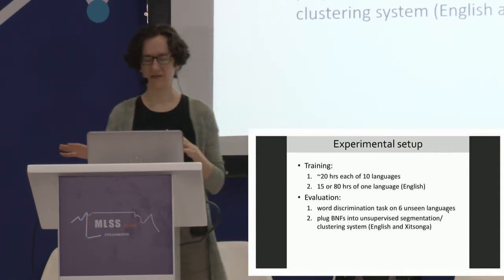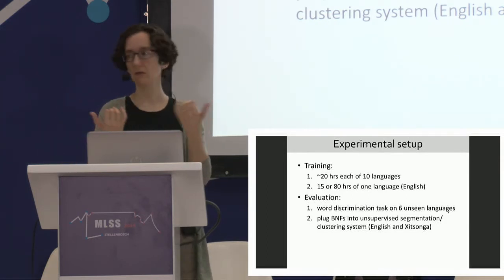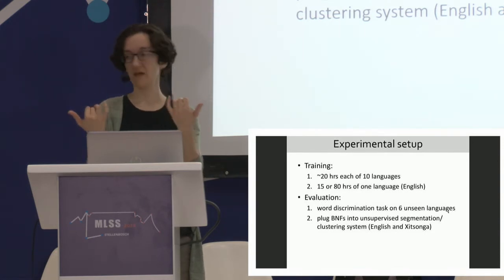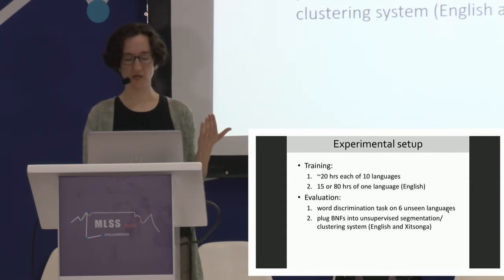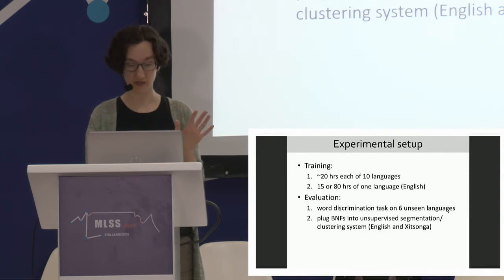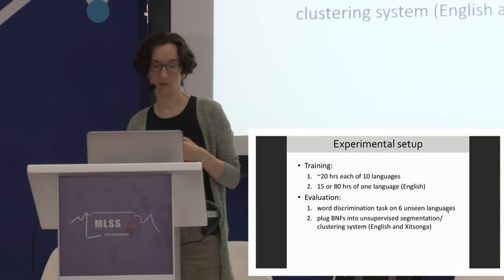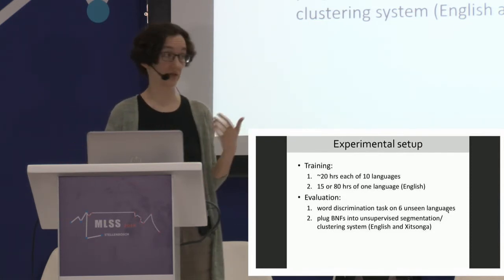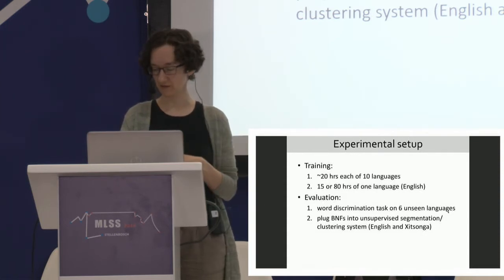So this isn't exactly the ABX task I talked about earlier, but it's a similar concept where we want to be able to tell, given different instances of speech, are they the same word or are they different words? So we're going to do this word discrimination task on 6 different unseen languages that are not in our training data. And we're also going to plug our BNFs into the unsupervised segmentation and clustering system that I talked about earlier. So I'll walk through both of those evaluations.